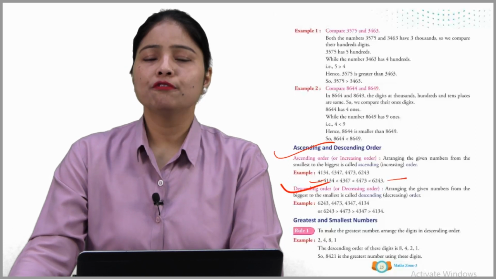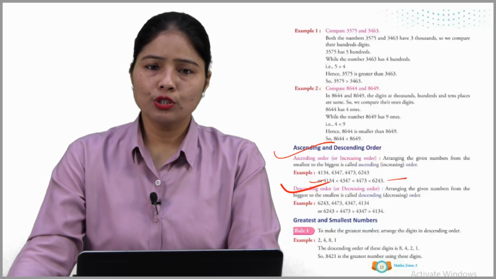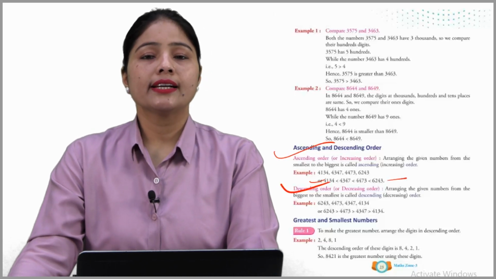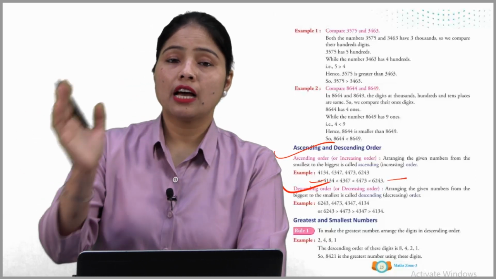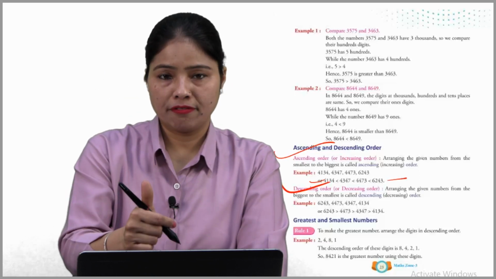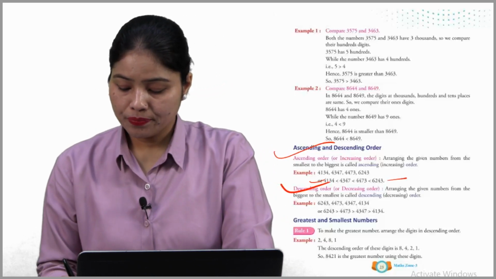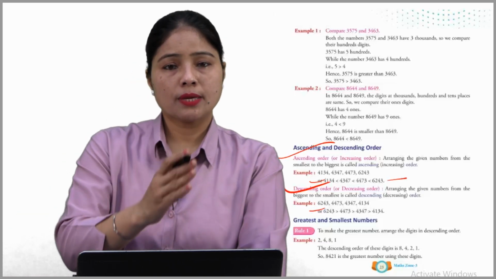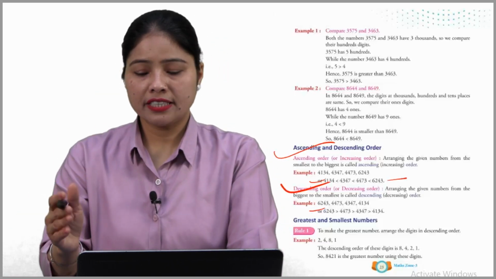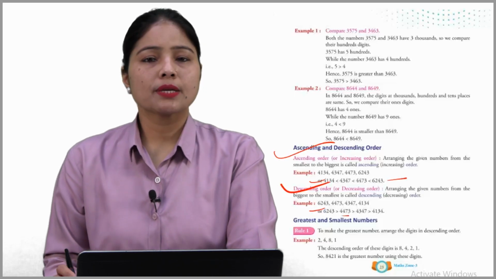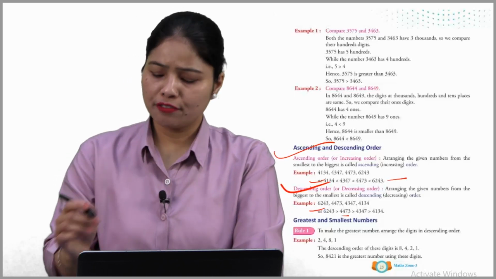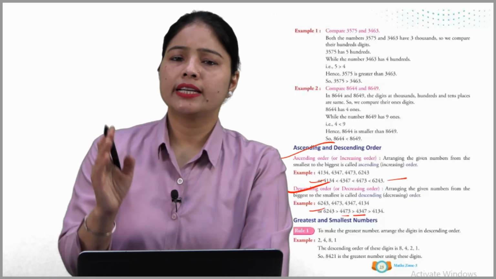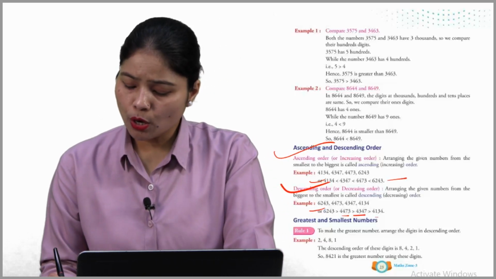6243, 4473, 4347 and 4134. So we have to find out the biggest number first. So we know that 6243 is the biggest number. उसके बाद 4473 like this. उसके बाद नंबर 4347 comes and at the last 4134 is our smallest number.